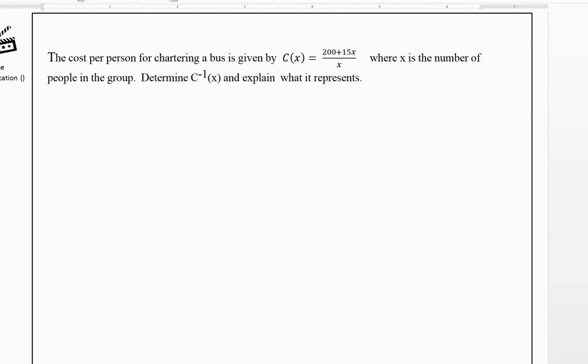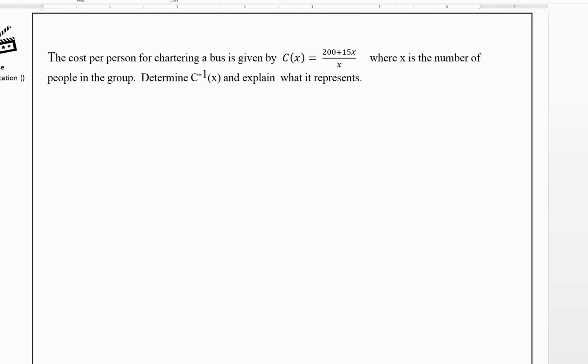Okay, we have one last thing we want to do with inverse functions. We want to look at an application. So this says the cost per person for chartering a bus is given by C of x equals (200 + 15x) over x, where x is the number of people in the group. Determine C inverse of x and explain what it represents.